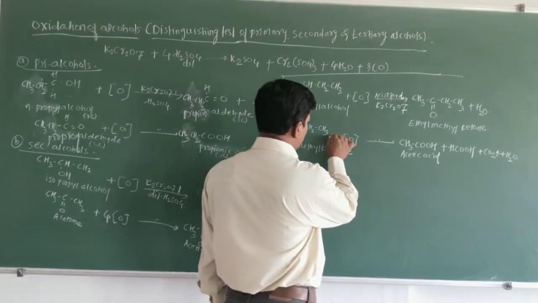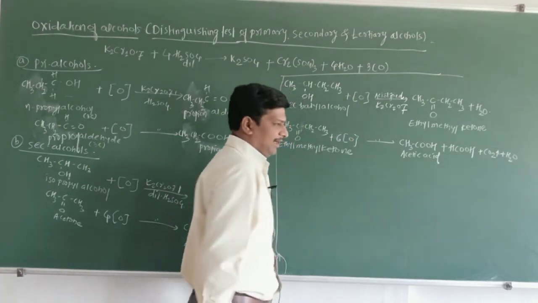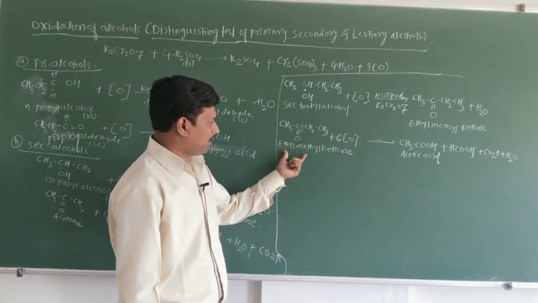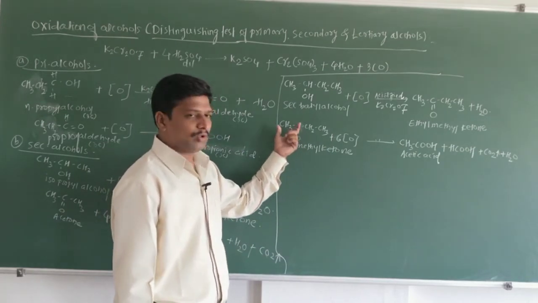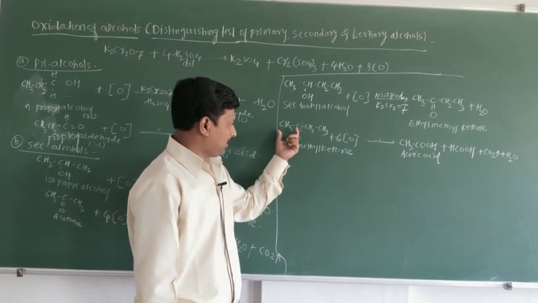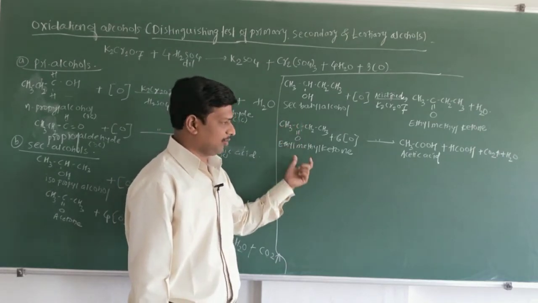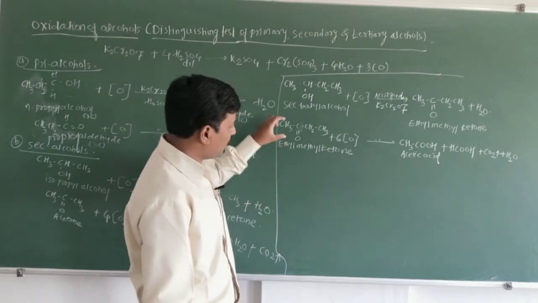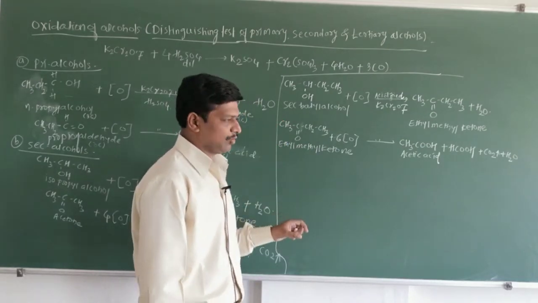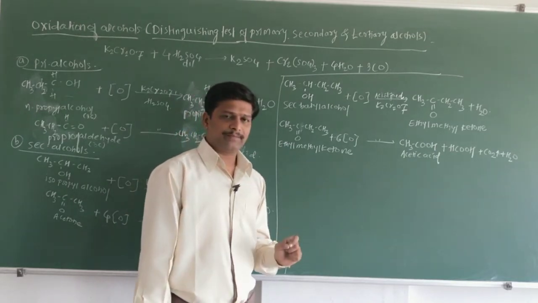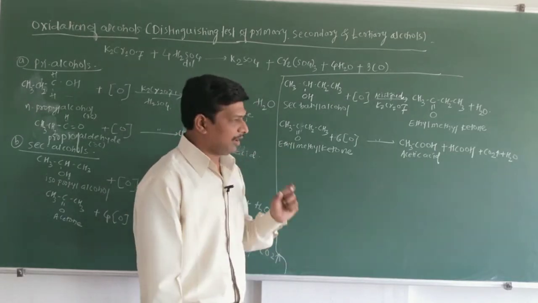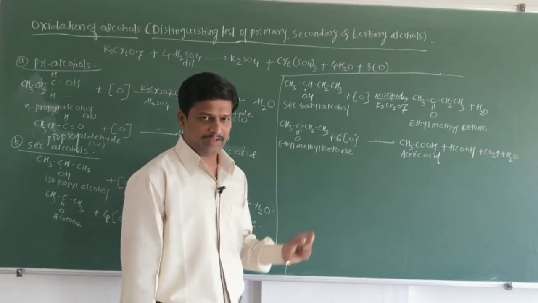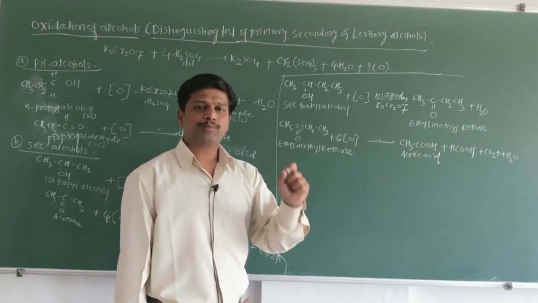Now why is this acetic acid formed here? Because the ethyl methyl ketone contains two alkyl groups, the methyl and the ethyl group, and they are attached to the C double bond O group. So during oxidation of this ketone, always the smaller alkyl group remains with the carbonyl group, and actually this is Popoff's rule.